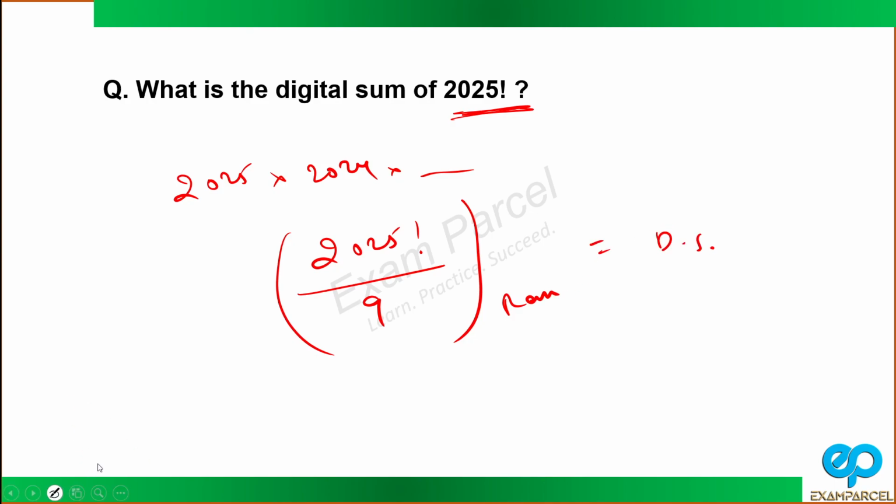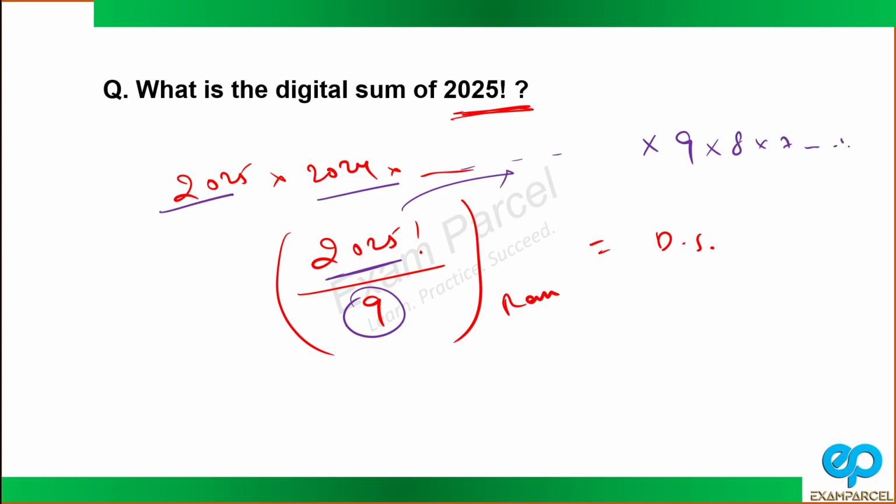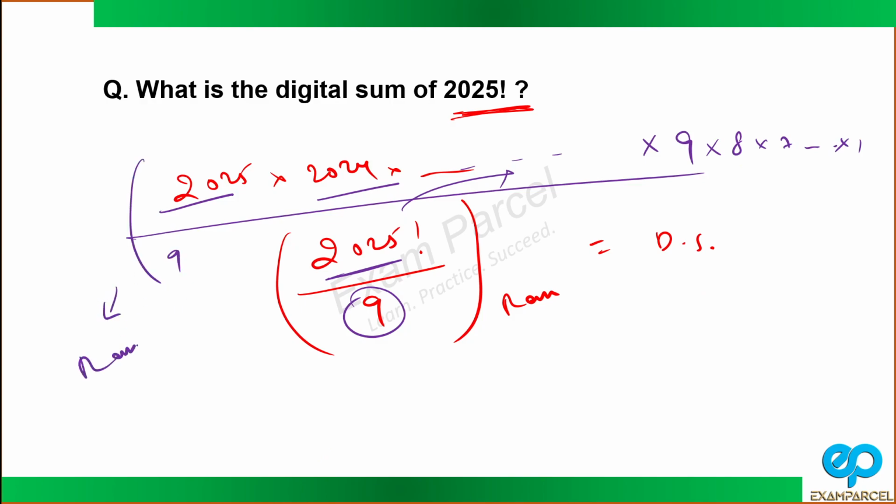Now tell me one thing. 2025 factorial will obviously always contain 9, right? If you write this as 2025, 2024 and so on, obviously you will get 9 at some place, 9 into 8 into 7 and so on down to 1. So if I divide this big number by 9, my remainder is going to be 0 because it is divisible by 9. Now since my remainder is going to be 0, can I say that the digital sum is 0?